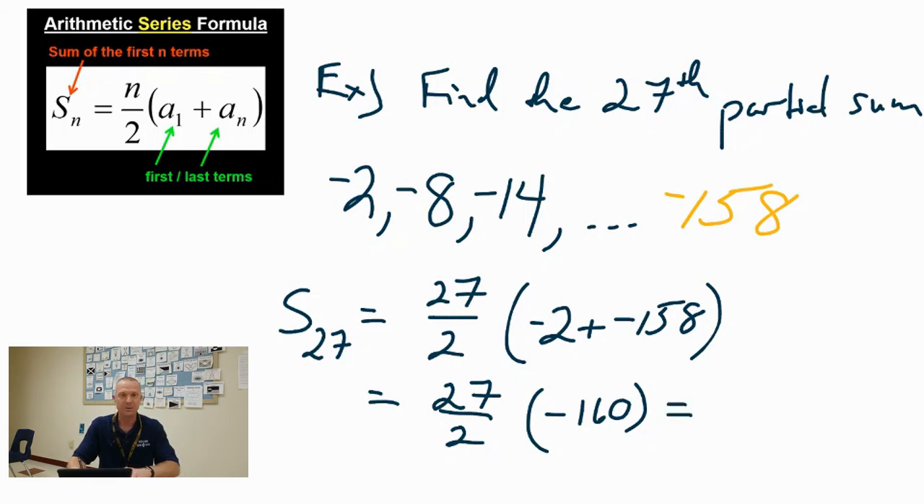So what do you get? Well, you get kind of this big number here, -2,160. Make sure you realize that -2,160 would be like taking -2 plus -8 plus -14 plus -20. Yeah, I'm not going to do that on my calculator, but if I add up 27 of those numbers, I'm going to get negative 2,160. Call that a series, or the 27th partial sum of that series.